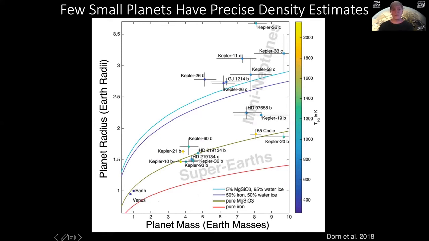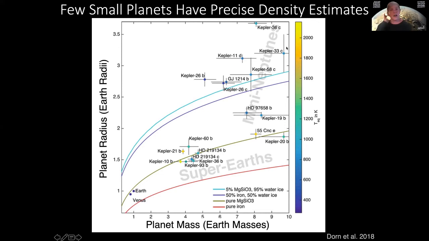In red, you have a planet that's made of pure iron, which is quite unrealistic. We wouldn't expect to find a ball of pure iron floating around in space that's the size of the Earth. And then in yellow, you have a planet that's pure magnesium silicate. So you think of that as like a pure chunk of the Earth mantle. Then in dark blue, you have a planet that has some water ice and some iron. And then in light blue, you have a planet that has some magnesium silicate and some water ice.